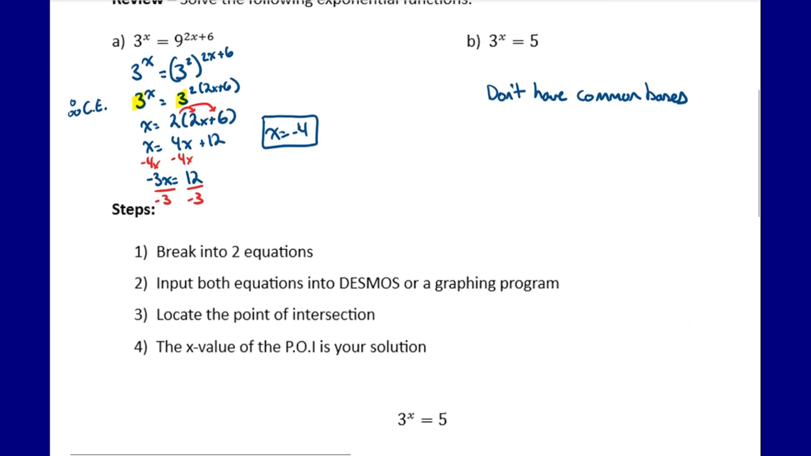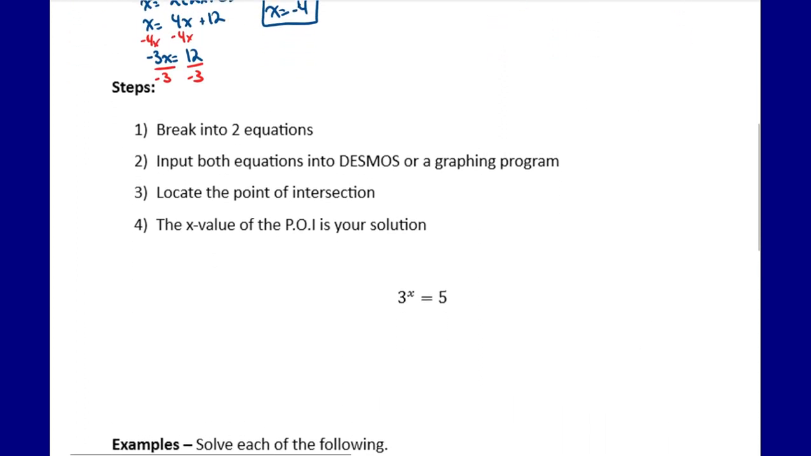There are a couple of steps. We're going to break the equation into two equations, coming up with two equations from the situation we have. We're going to input both of those equations into Desmos or a graphing program. We're going to locate the point of intersection, and then the x value of the point of intersection is our solution. In this case, we have 3^x equals 5. So step 1 says I have to break it up into two equations: the first one will be y equals 3^x, and the other one will be y equals 5.